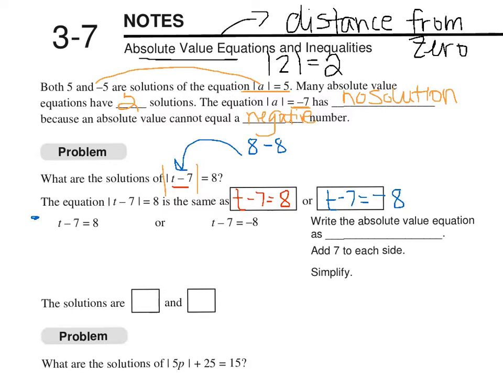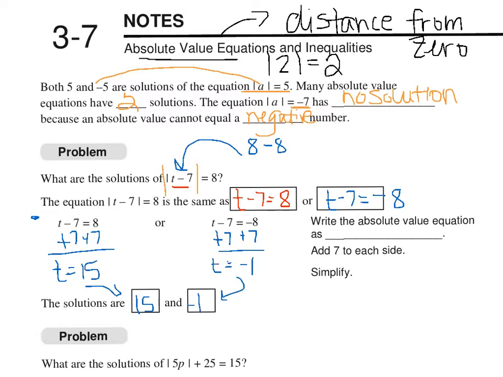So now I'm just going to solve like normal. So I'm going to add 7 to both sides. When I do, I'm going to get t is equal to 15. So one of my solutions is 15. And then on the other side, I'm going to add 7 to both sides. And t is equal to -1. So my other solution is -1. And for this line right here, you're going to write the absolute value equation as two equations, and they're actually like opposite equations. So remember, you have the positive equation, positive 8, and you have the negative equation, -8.